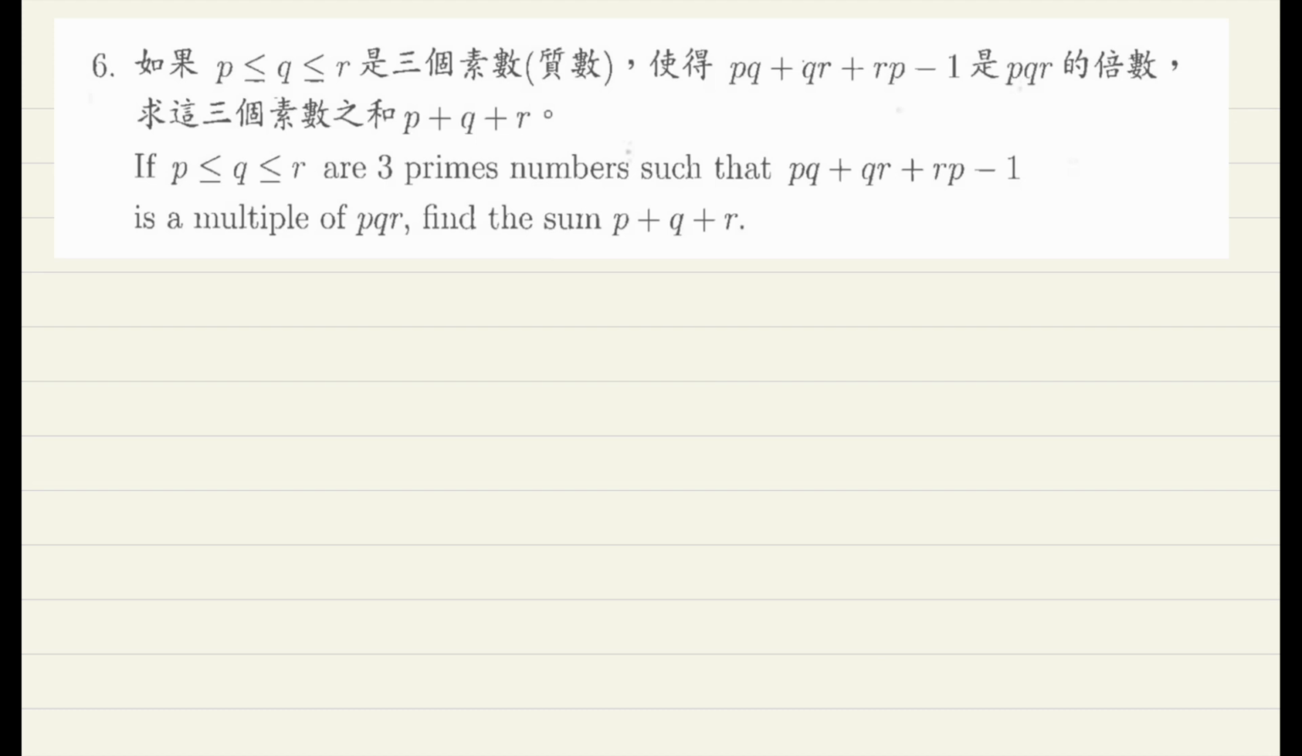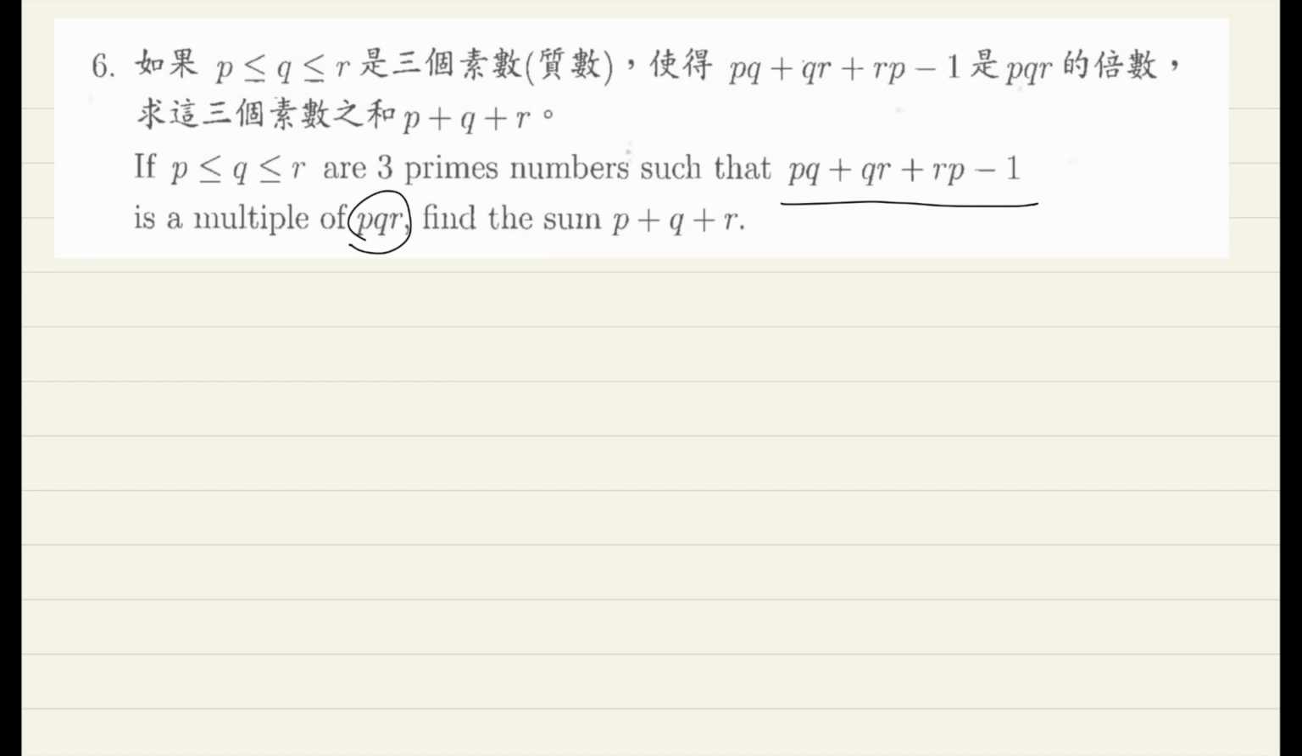Today we are going to solve another Math Olympiad contest problem for primary students. This question is about prime numbers, and we are going to identify all the P, Q, and R that satisfy these conditions. We need to find three prime numbers P, Q, and R such that PQ plus QR plus RP minus 1 is a multiple of PQR, and then find P plus Q plus R.